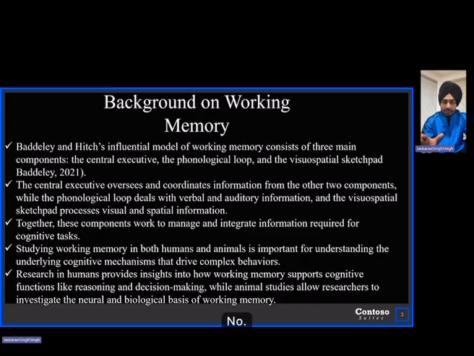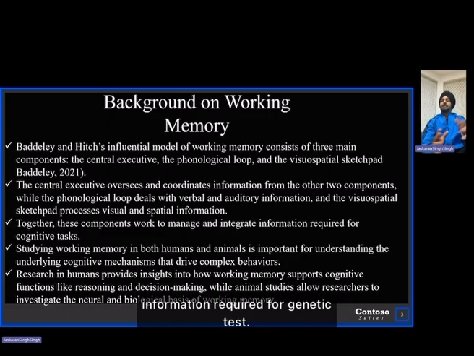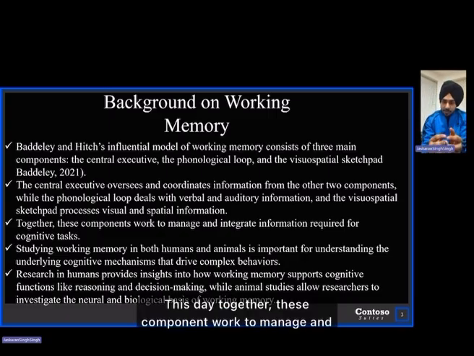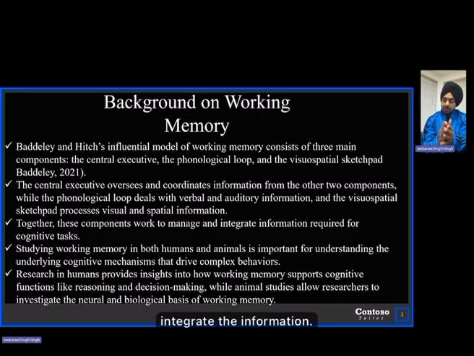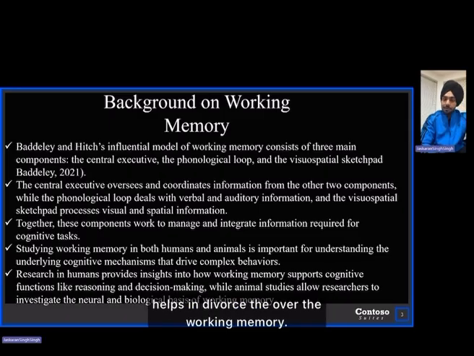Together, these components work to manage and integrate the information required for cognitive tasks. They work together and integrate the information, which helps in the overall working memory.